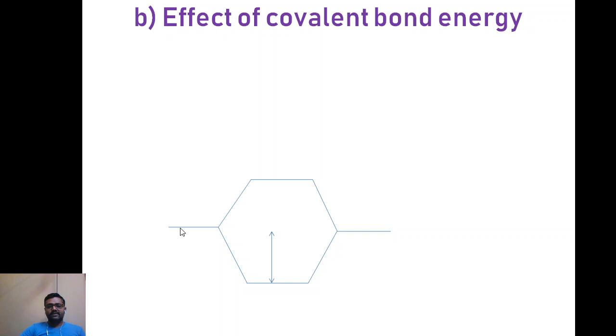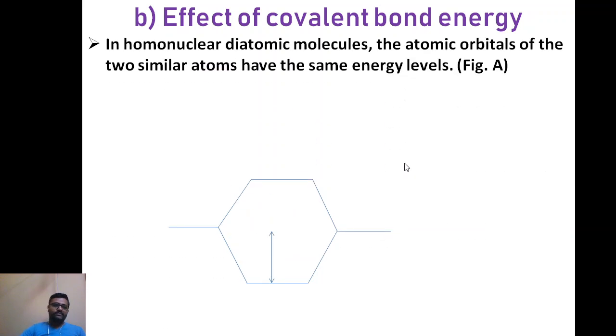The homonuclear diatomic molecules represent the same atoms, same energy level, same symmetry, comparable energy, matching symmetry. Both overlap; one is bonding, another is anti-bonding. I have to look here. In homonuclear diatomic molecules, atomic orbitals of the two similar atoms have the same energy level. With comparable energy and the same symmetry, there is good overlapping to form one bonding and one anti-bonding orbital.